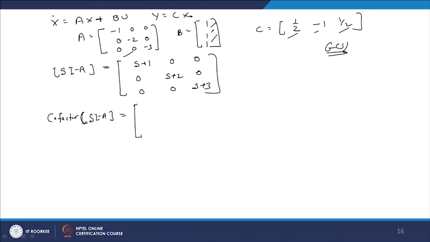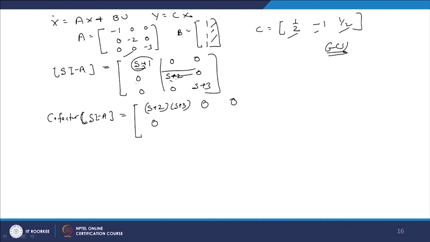So, cofactor. Let us say with respect to the element S plus 1, the minors are S plus 2, S plus 3, so we multiply S plus 2 into S plus 3. Now, with respect to the 0 elements, the minors are 0, 0, 0, S plus 3, this is 0, and here 0. Then with respect to S plus 2, with respect to 0 and with respect to another 0, the elements are 0, and with respect to S plus 2, we have to remove this row and this column.